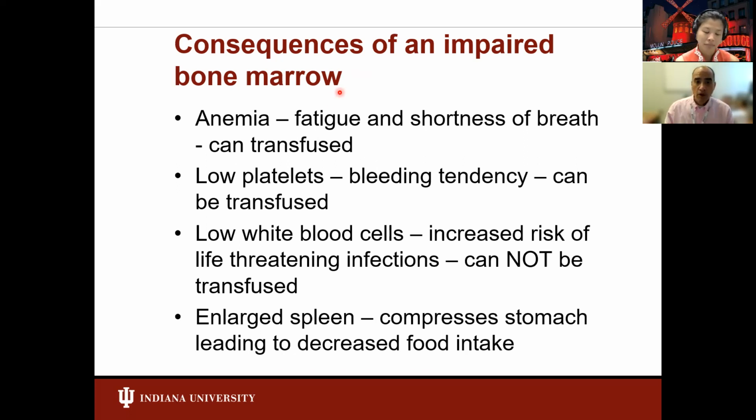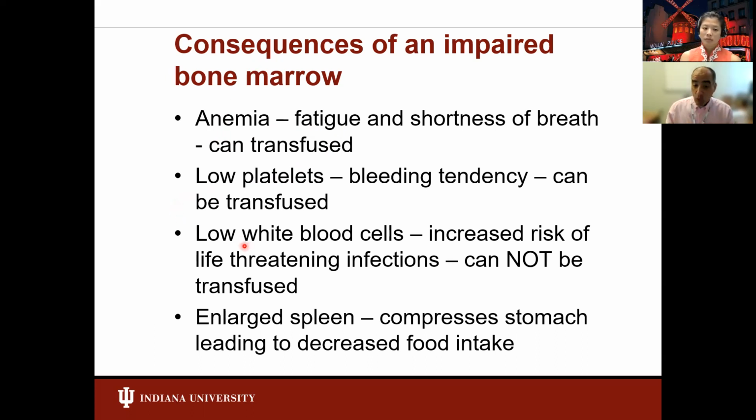Perfect. So as I mentioned, if you don't make enough red blood cells, it's the fatigue and the shortness of breath. If you don't make enough of those platelets, since those are the sticky cells that help keep us from bleeding, people will start having problems with bruising, nosebleeds, potentially blood in their urine or blood in their stool. Again, platelets are one of those things that you can transfuse.